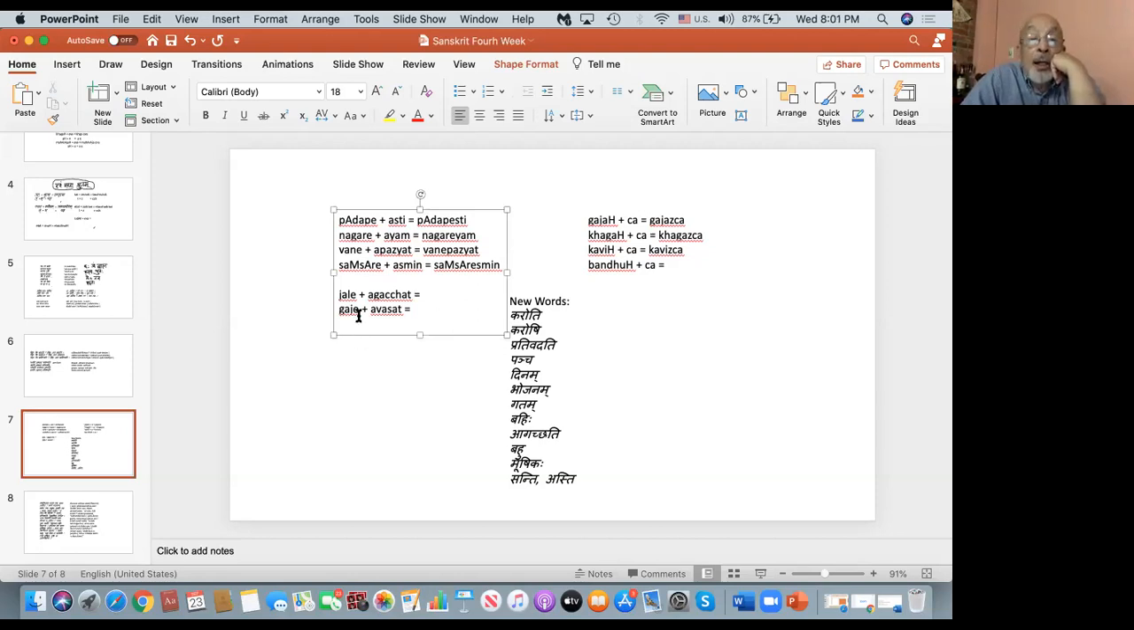Okay, and then gaje avasat. Gaja, what is gaja? Elephant. Vasat, vasati may be a new word. Do you know the word vasati? It means to dwell or live. Dwells or sits, right. He dwells, he resides, or he simply sits. So is it gaja avasat? The sandhi would be gaje vasat. Perfect. Gaje vasat.